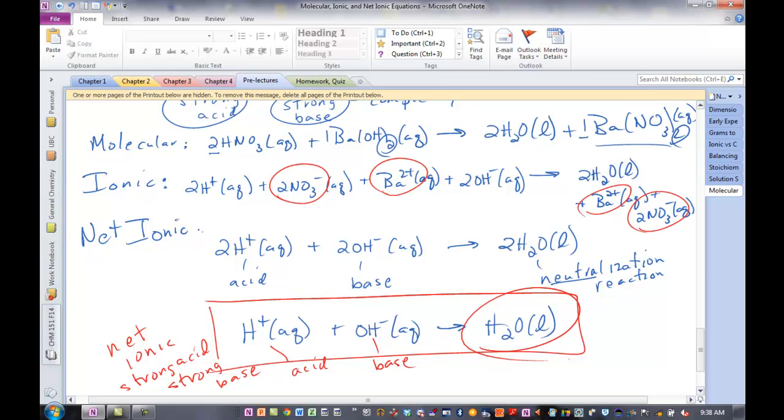All right. So anyway, good luck with this. Practice this. You might want to practice some of these homework problems before class. We'll do one more precipitation, one more acid base, go through molecular, ionic, net ionic, and then we will be moving on. So make sure you try to get a handle on this before class.